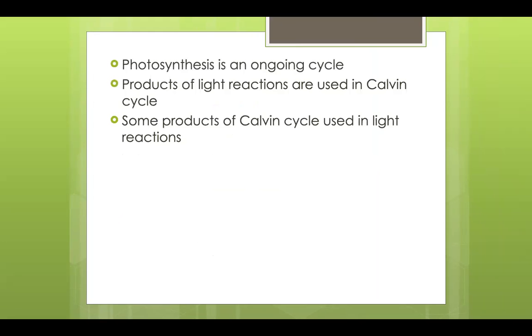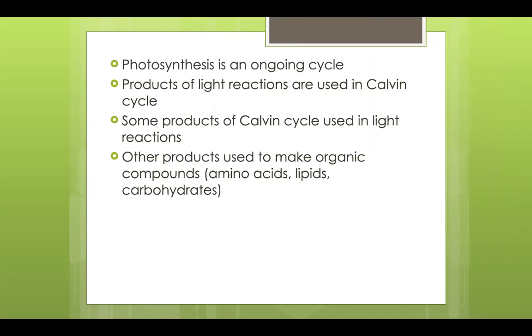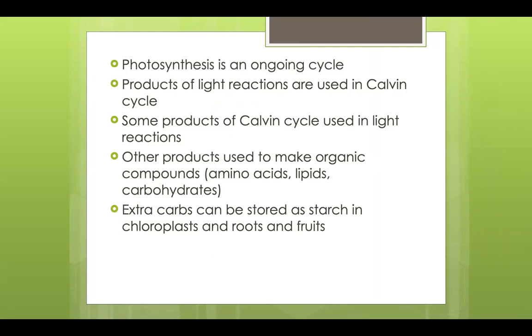Photosynthesis is an ongoing cycle. So the products of the light reactions are used in the Calvin cycle and vice versa. Otherwise, everything stops. But these processes are also used to make other organic compounds like amino acids, lipids, and carbohydrates. It's not just making glucose.